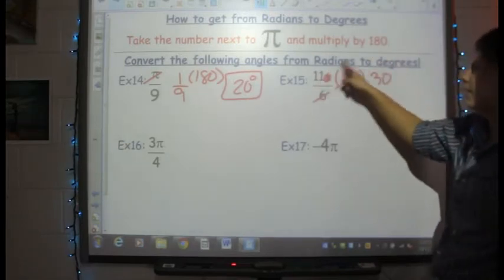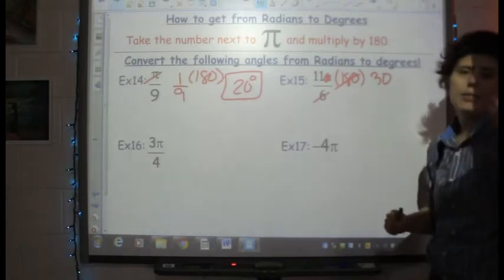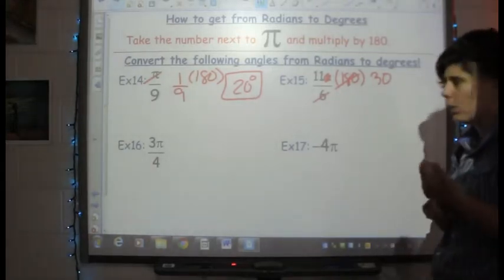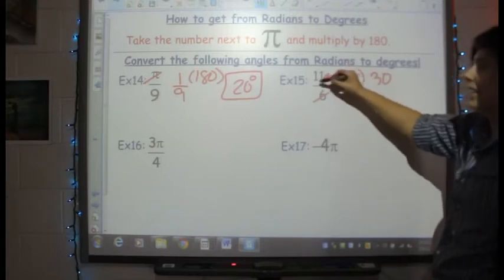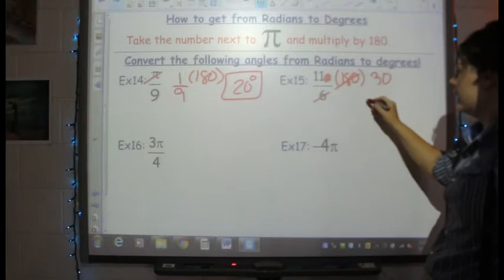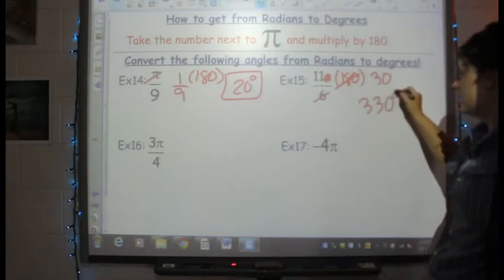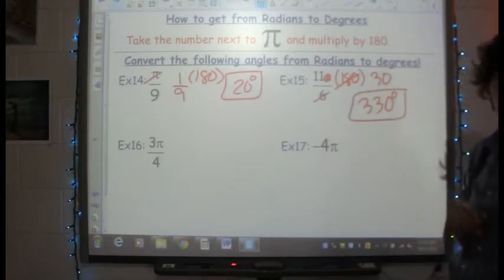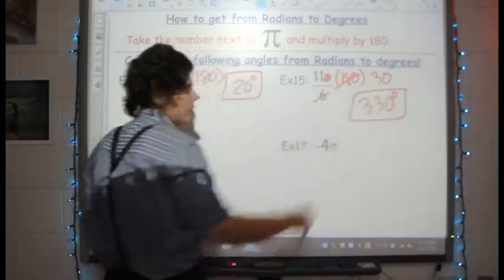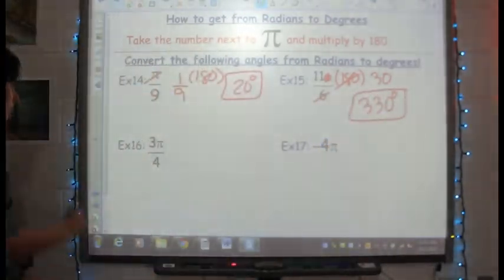And now I have 11 times 30. Again, 11 times 30, I maybe don't know, and you're welcome to type it in your calculator if you want there. But I know that 10 times 30 is 300. Add another 30, so that gives me 330 degrees. Don't forget your degree sign. Or if you just know 11 times 3 and then add a 0, same deal. Doesn't matter how you do it.